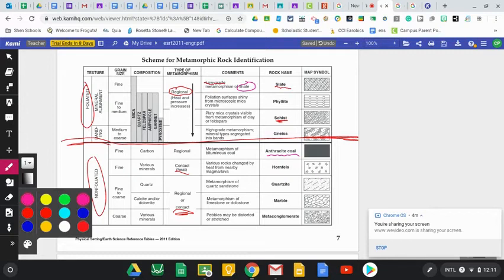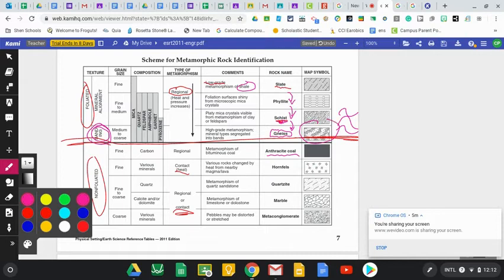Okay, if slate goes under extreme heat and pressure, it could turn to phyllite. Then phyllite could turn to schist, pronounced schist. And then it could turn into gneiss. This word is pronounced gneiss. You'll notice gneiss is the only rock that has banding. Those are those waves of the different colors that you see, the deformation. You can even see it in its map symbol.